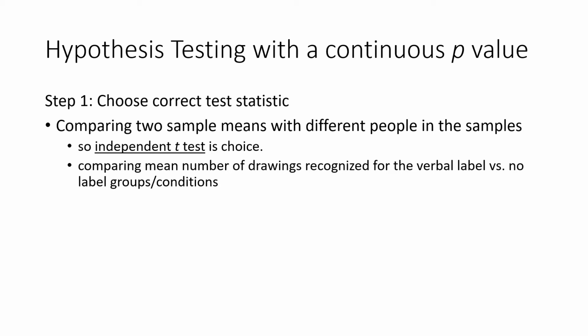Pillar 1, of course, is hypothesis testing with a continuous p-value. And the first step is to choose the correct test statistic. And as we said previously, in this situation, you're comparing two sample means from different groups of people. So an independent sample t-test is the appropriate choice here. Specifically, we're comparing the mean number of line drawings that were recognized by the verbal label group versus the no verbal label group.